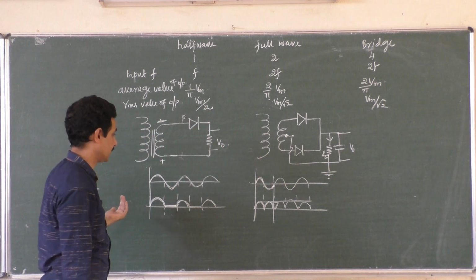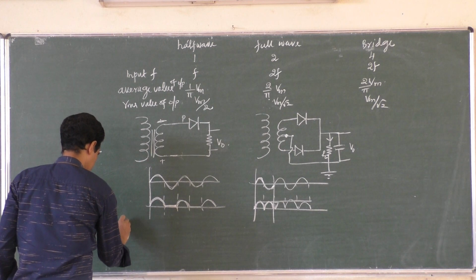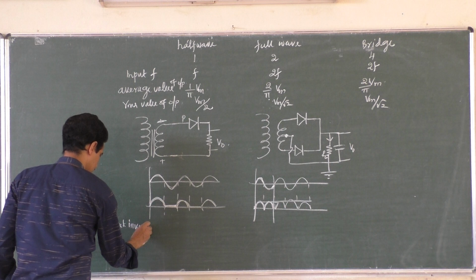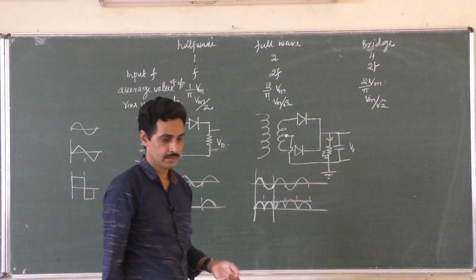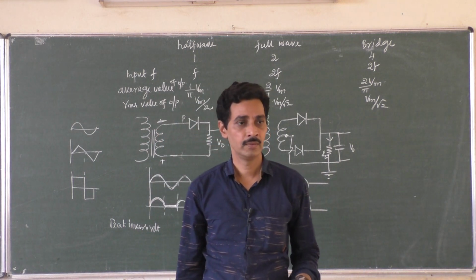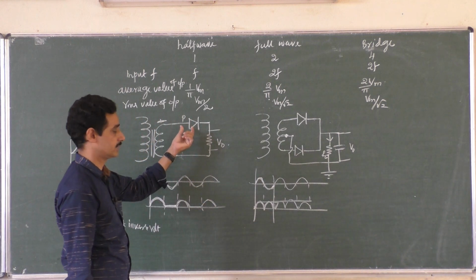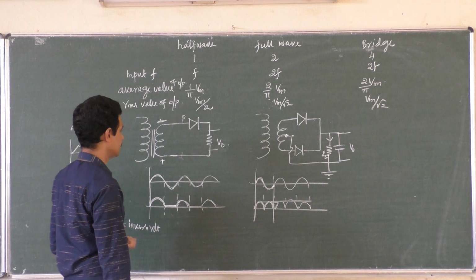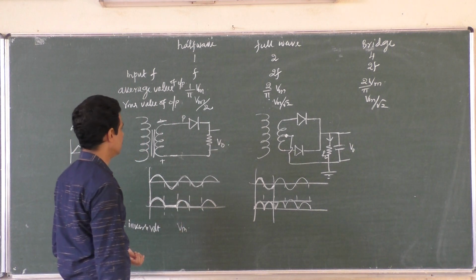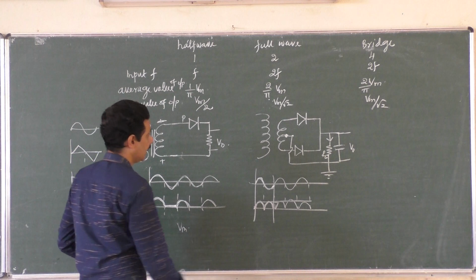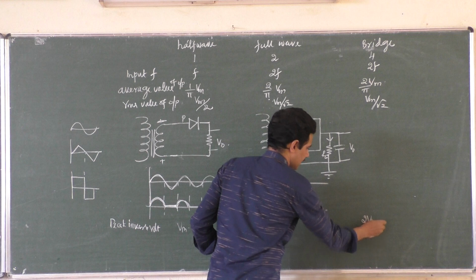Then what else? I will write it here, okay? Peak inverse voltage. What do you mean by peak inverse voltage, sir? Peak inverse voltage means voltage across the diode when it is reverse biased, right? Voltage across the diode when it is reverse biased. And here it is Vm itself, whatever the peak value of voltage we have, and here it is 2 Vm and here it is 2 Vm.